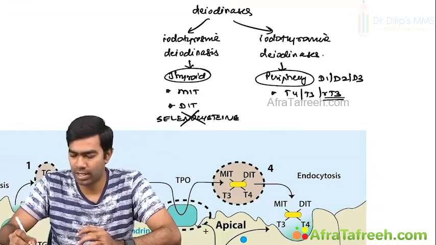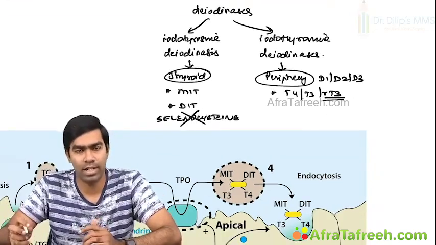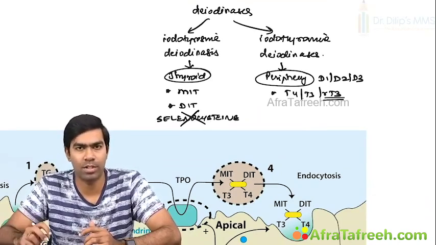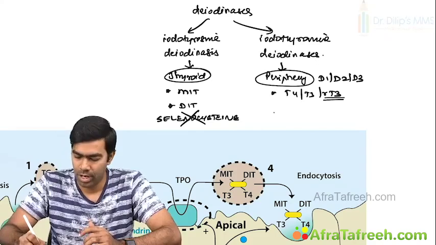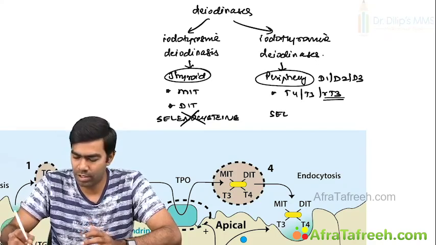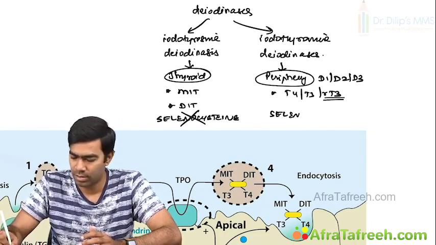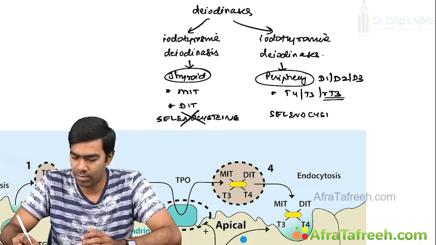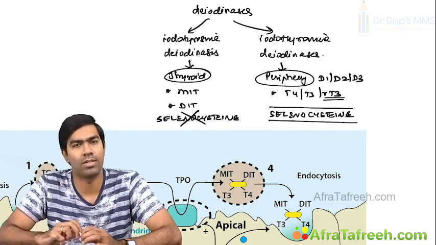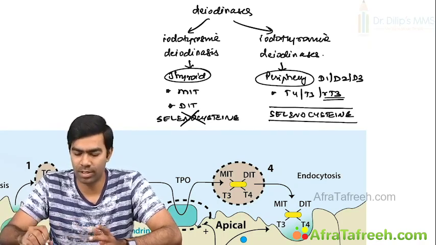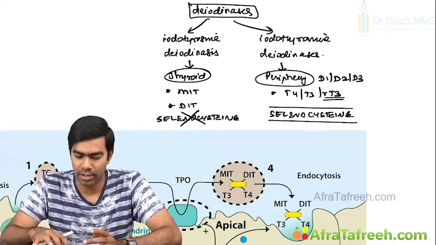So reverse T3 is the inactive form of thyroid hormone. We'll discuss this in detail in the subsequent sections. At the same time, for the function of these iodothyronine dehydrogenases, you need selenium in the form of the 21st amino acid, which is often referred to as selenocysteine. Clear? So these are the basic differences between these dehydrogenases.